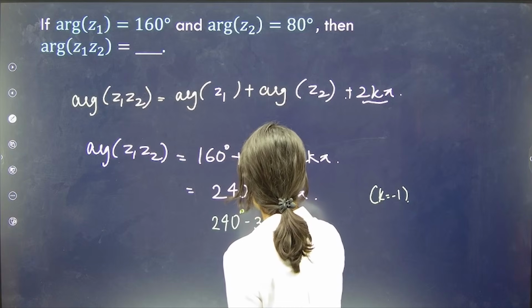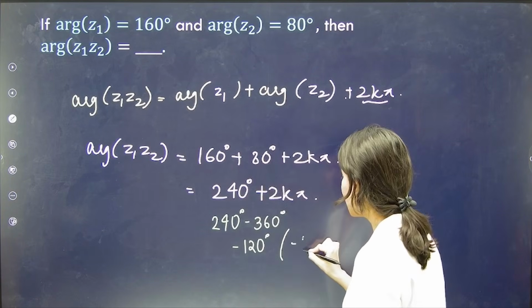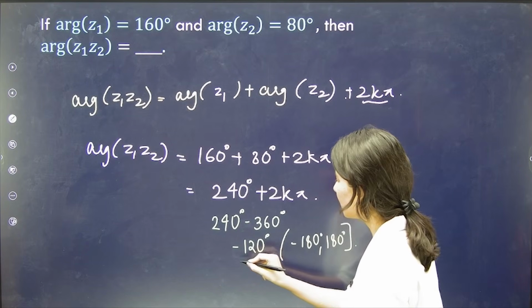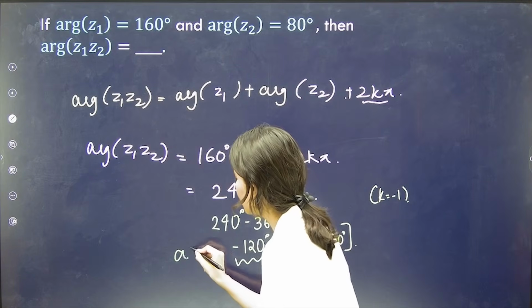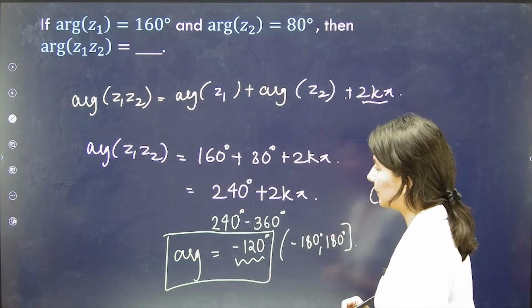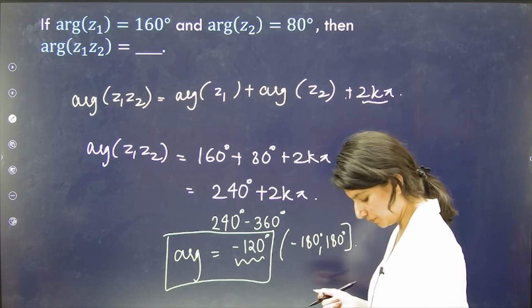Okay, and just tell me, minus 120 degree, it lies between minus 180 to plus 180. This is the range of argument. So minus 120 is the final argument. Okay, that's how you do it. Clear? Have a look and let me know.